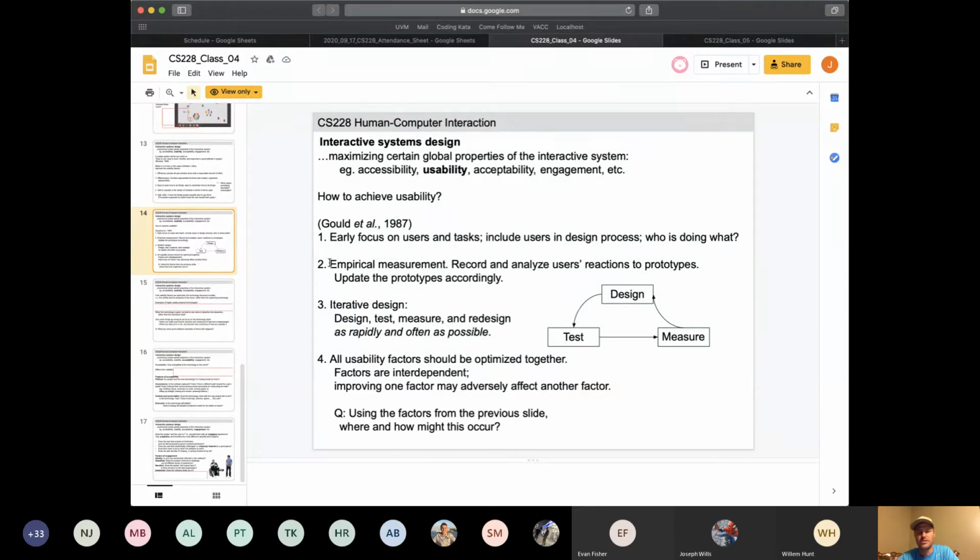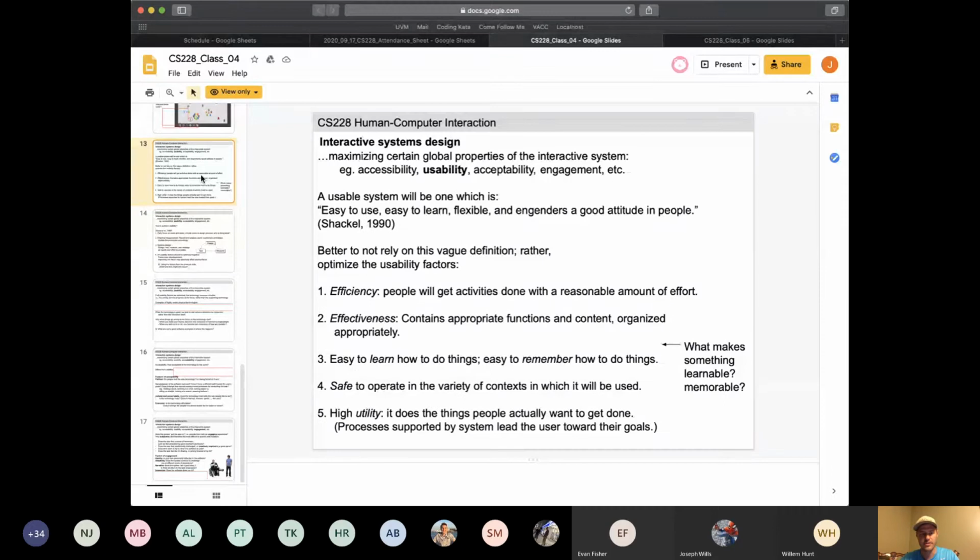Taking empirical measurements. So you talked about how there's actual things you might be able to measure, objective things, not subjective, about how a person is doing with, I think, the Leap Motion device, and to figure out if things are working the way you want, or if the device is usable, right? We talked about iterative design, that we want to do this very rapidly, repeatedly, build on things little by little, and then we're optimizing all these things together.